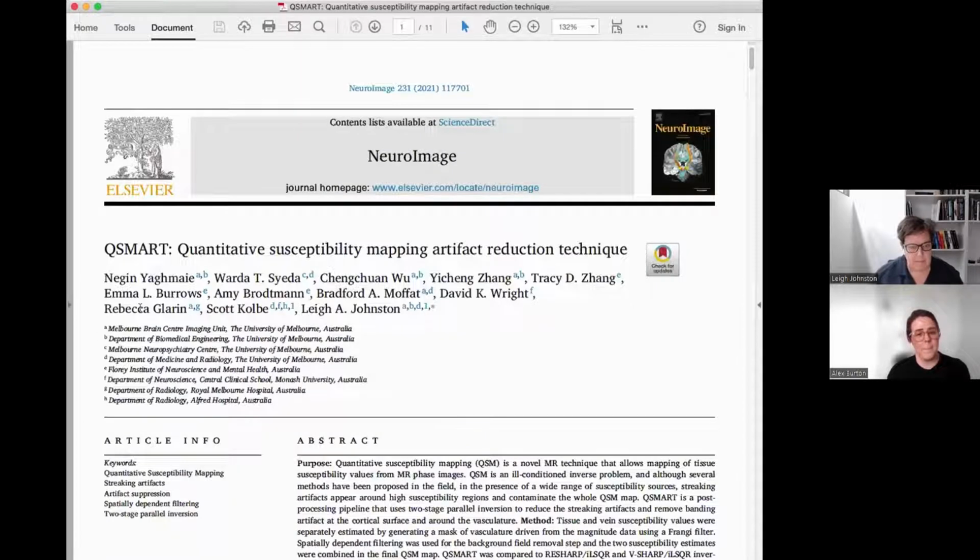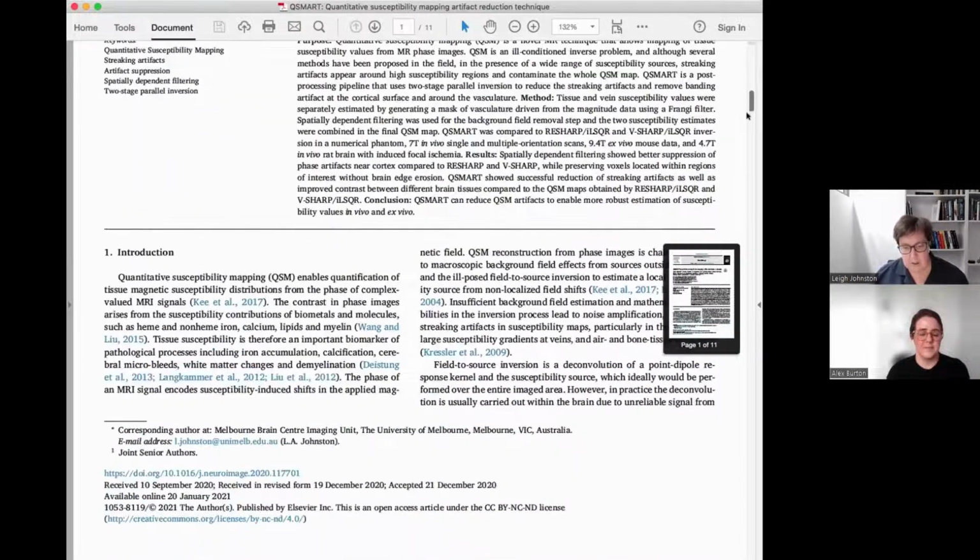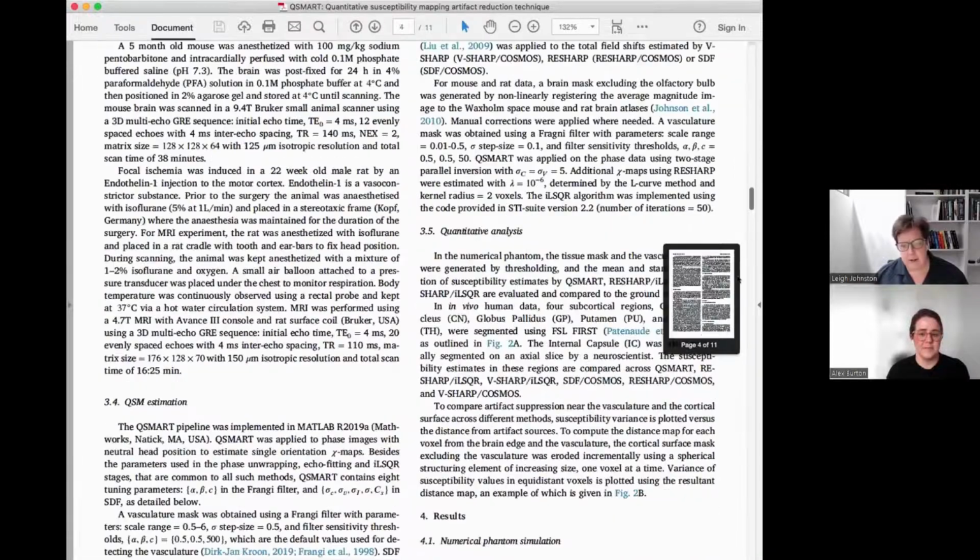QSMART, this is a paper that a couple of my PhD students worked on, but Nguyen in particular pulled it together, and Cheng Chuan was the one that started it, and an excellent postdoc worker, and a whole bunch of people that come both from Melbourne University, from Monash, and from the Florey worked on this. And QSM is quantitative susceptibility mapping, and everybody's got their favourite technique.